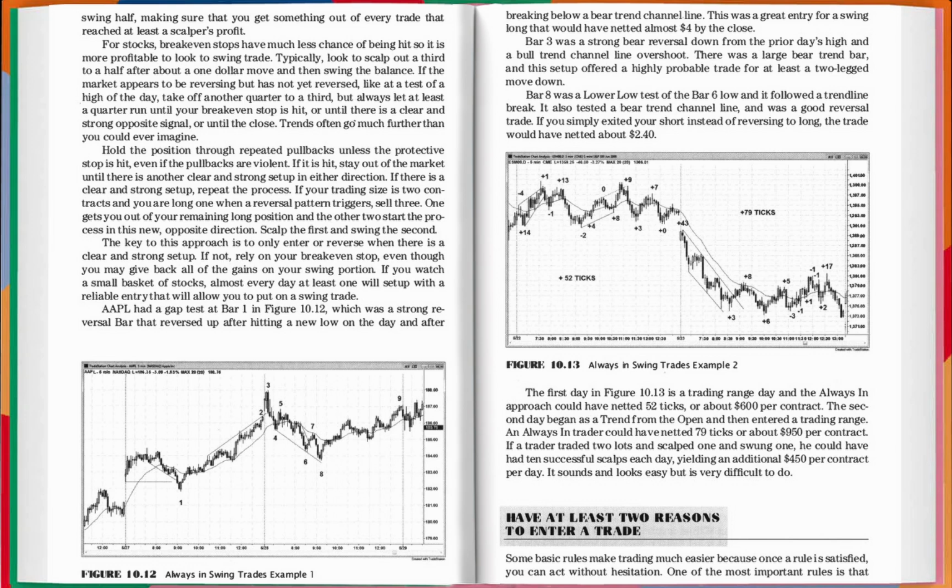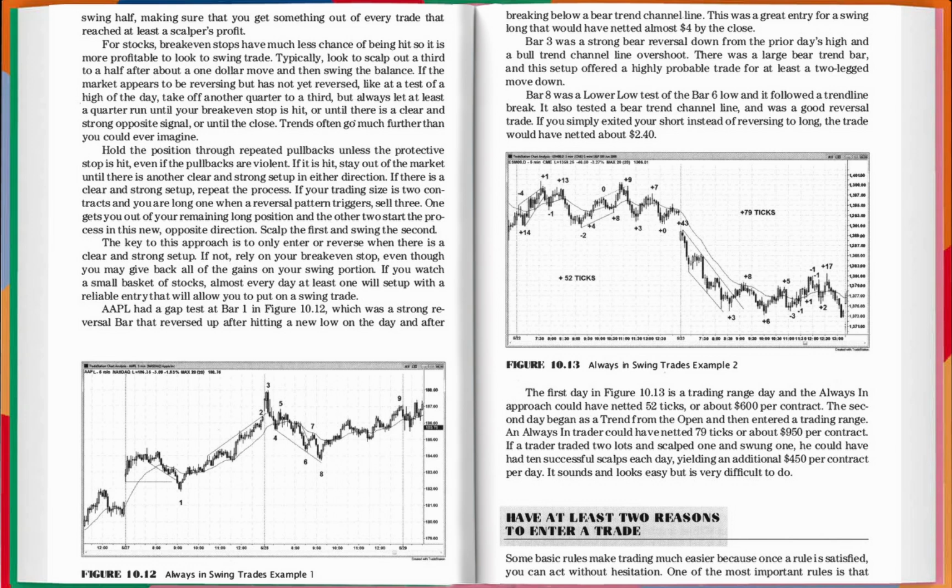A good alternative to scalping and occasionally swinging a portion of the trade is to try to stay in the market most of the day, exiting on the close. Traders should focus on major swing points and reversals for entries, and either swing the entire position or trade at least 2 contracts, scalp 1, and then move the stop to break-even on the other. For E-minis, there are often stop runs and deep pullbacks, so it is preferable to scalp half and swing half, making sure that you get something out of every trade that reached at least a scalper's profit.